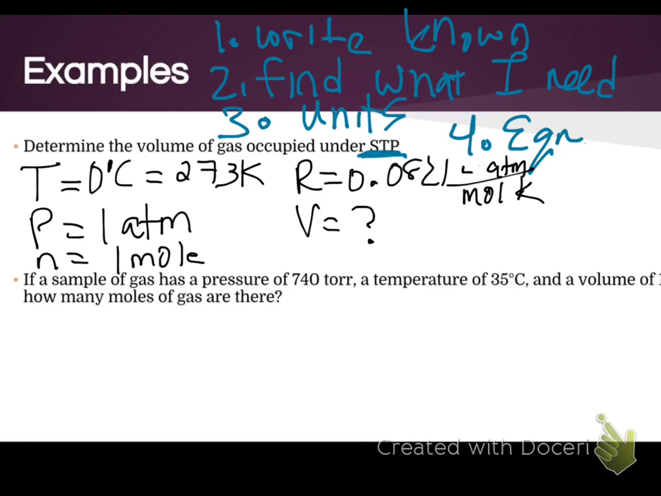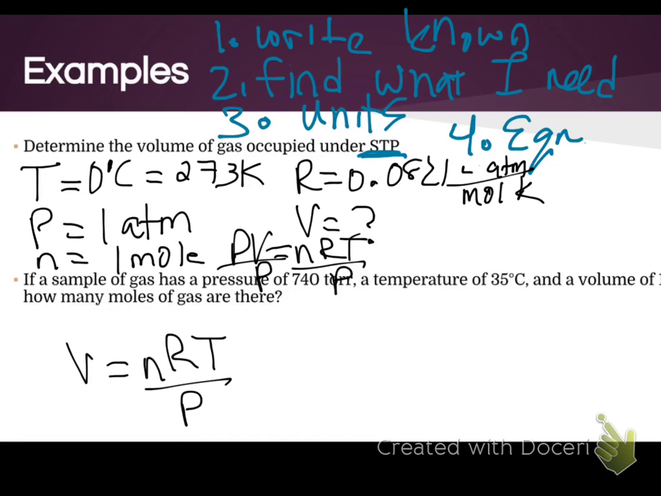So that means if R is just a constant, then the only thing I don't know is V. So then I'll use the ideal gas equation where I want V by itself. So I'm going to divide by P on both sides. I'll have to erase it in a second so we can answer that question, but for now, it's okay. So we get nRT divided by P.